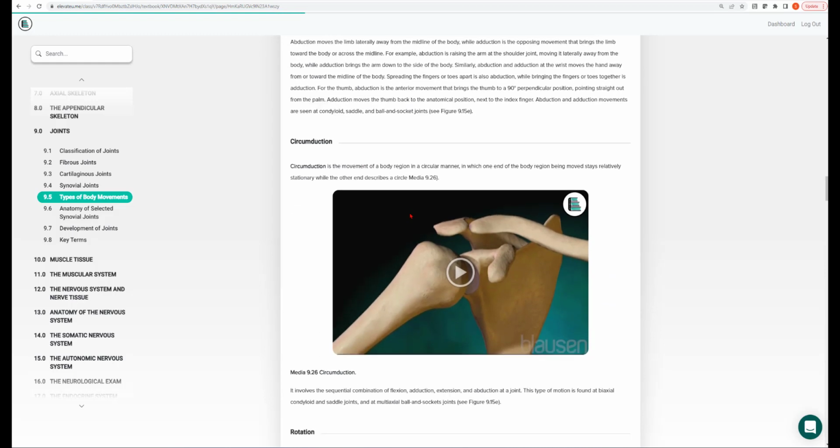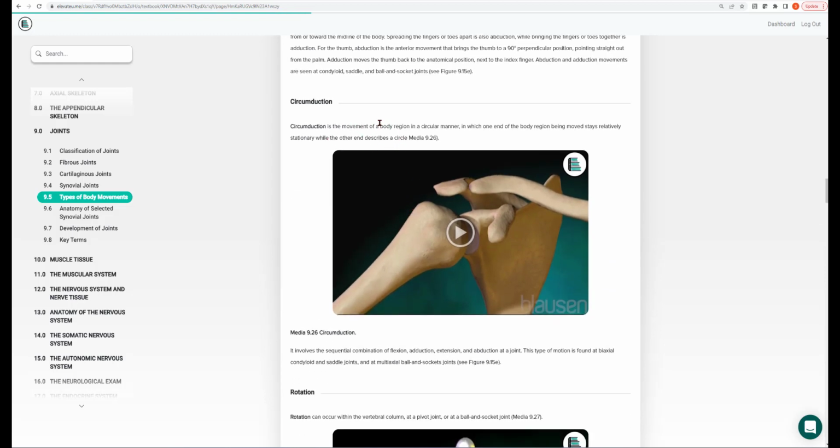Circumduction is any sort of circular movement. The best way to describe this, here in the video, you're looking at the shoulder, the glenohumeral joint, and you recognize that you can rotate and do a big circular motion with your arm at the shoulder. That's an example of circumduction. You can also just take your pointer finger and make a circular motion clockwise or counterclockwise. That's another example of circumduction. So we can do circumduction at any of the biaxial or multi-axial joints.